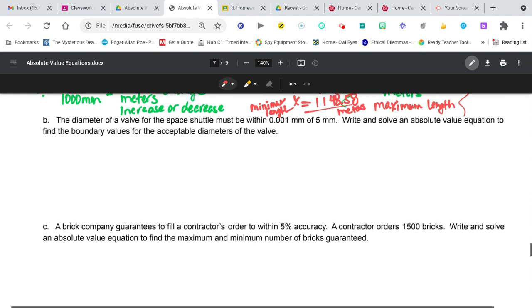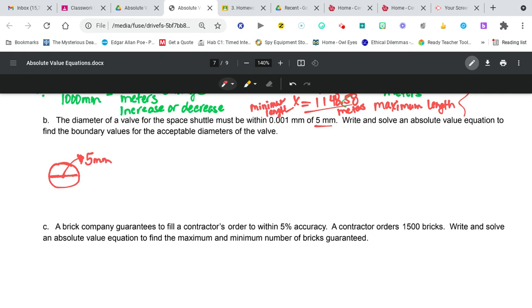All right, let's take a look at B. The diameter of a valve for the space shuttle must be within 1,000th millimeters of 5 millimeters. So your diameter is the distance all the way across a circle. So if I have a circle here, and it's the opening of a valve, and it has to go through the center, my valve has a diameter of 5 millimeters, guys. So normally the valve has a diameter of 5 millimeters.